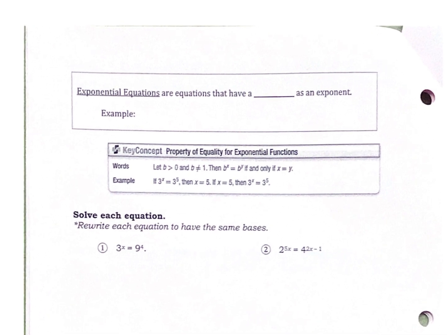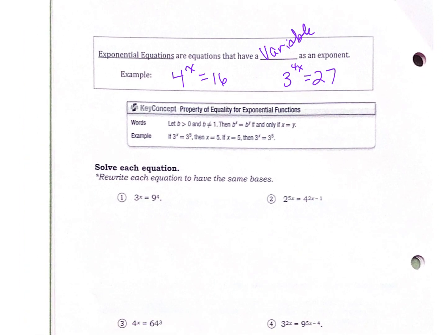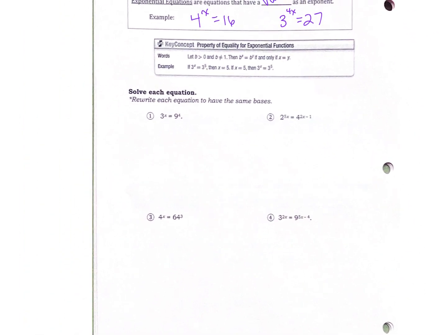So exponential equations are equations that have a variable as the exponent. So it'll be something like 4 to the x equals 16, or 3 to the 4x equals 27, something like that. So that's what exponential equations look like. You can see some down here at the bottom.